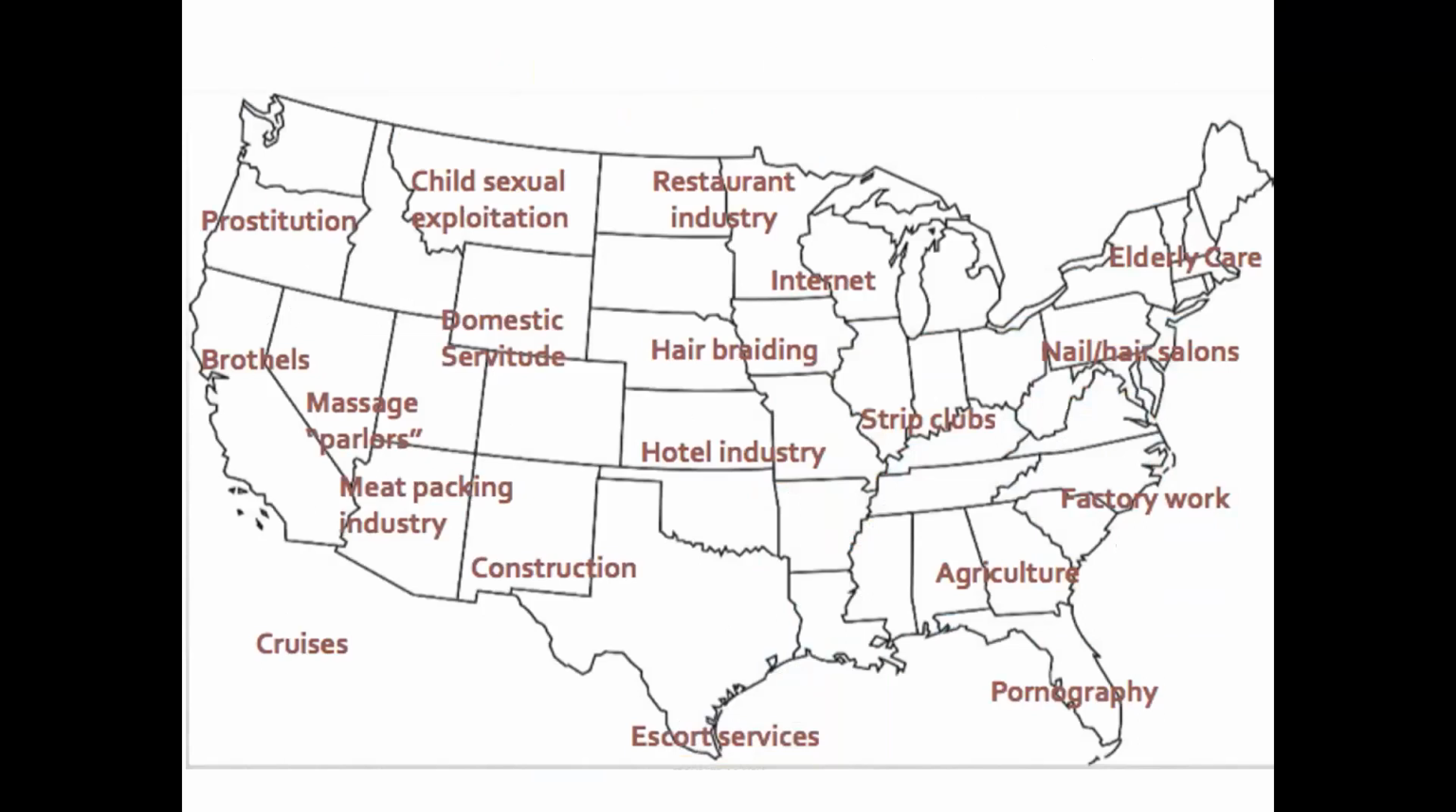This map shows the various industries where trafficking has been found. It is not representative of the actual geographic location where the trafficking has occurred. The multitude of industries where trafficking has occurred can exist anywhere in the United States.